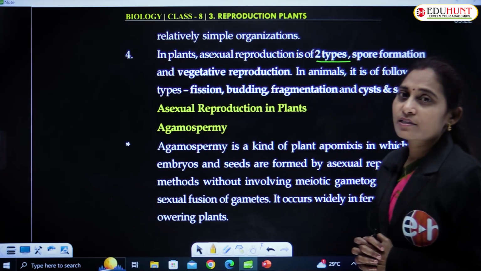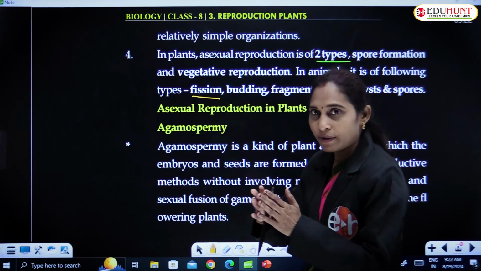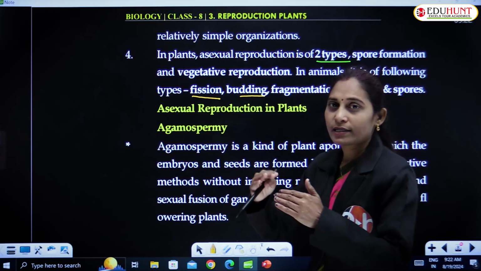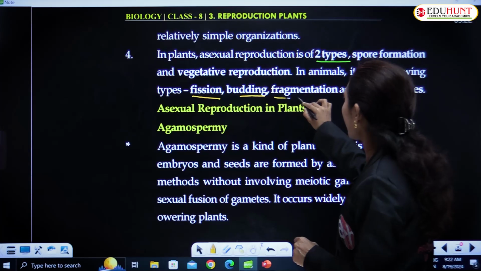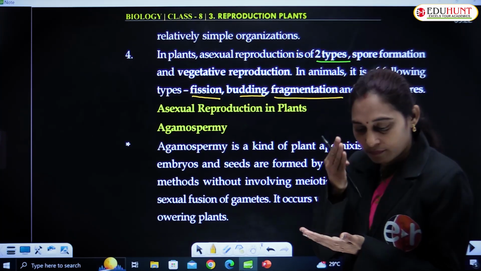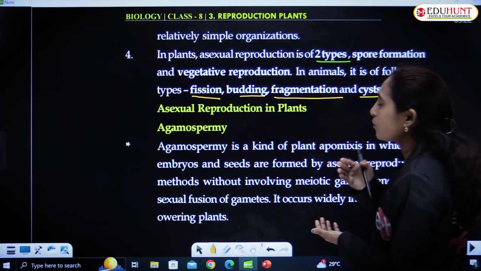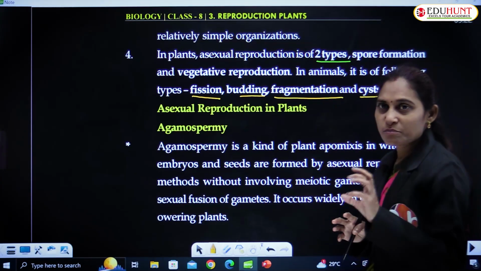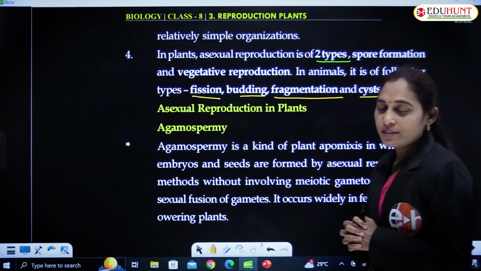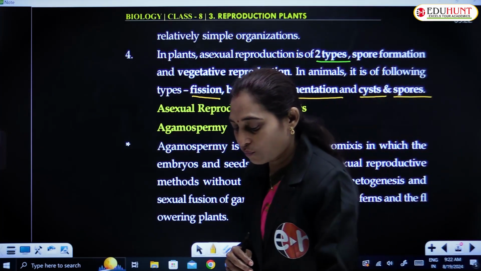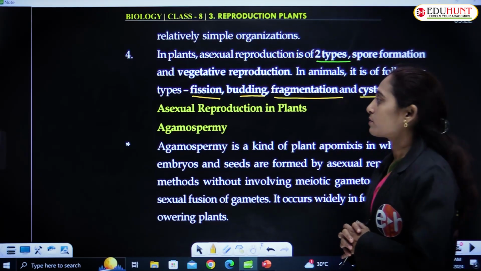In animals, it is also by fission. Fission means breaking down. Budding is giving out lateral protuberances. Fragmentation is becoming into pieces or bits, breaking into bits. Cysts are some sac-like structures, and formation of spores. These are the various structures through which asexual reproduction takes place in animals.